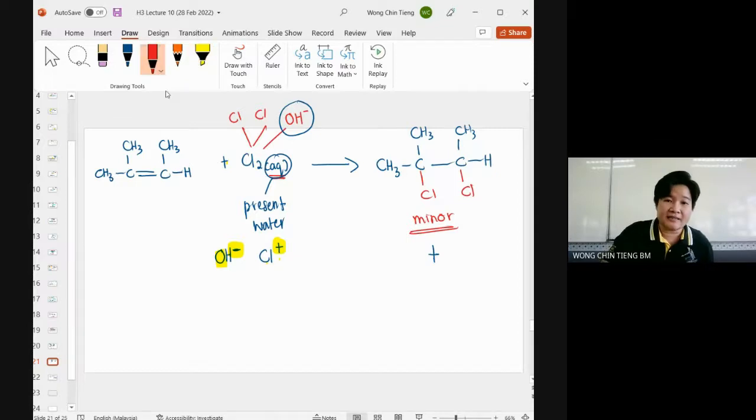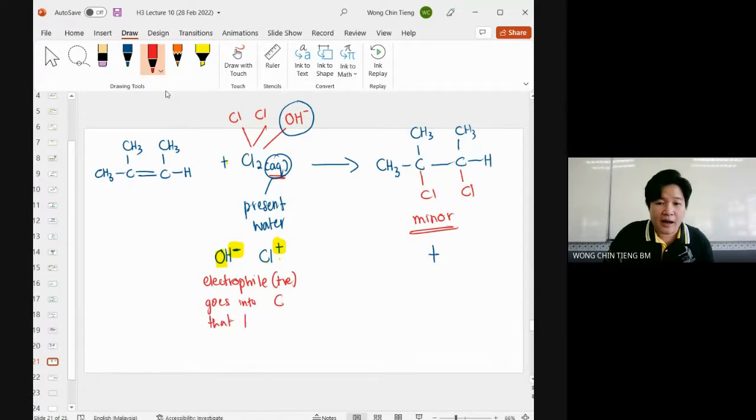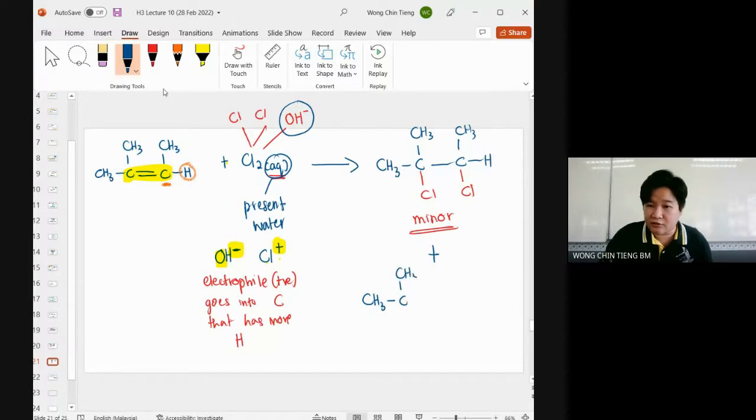And tadi saya dah bagi statement, the electrophile, alright, the electrophile yang bercharge positif will go into carbon that has more hydrogen. Okay, dia akan masuk kepada carbon yang banyak hydrogen. Siapa carbon yang banyak hydrogen? Pakcik ni. Therefore, the major product over here adalah CH3. CH3 semua kekal, salin balik.